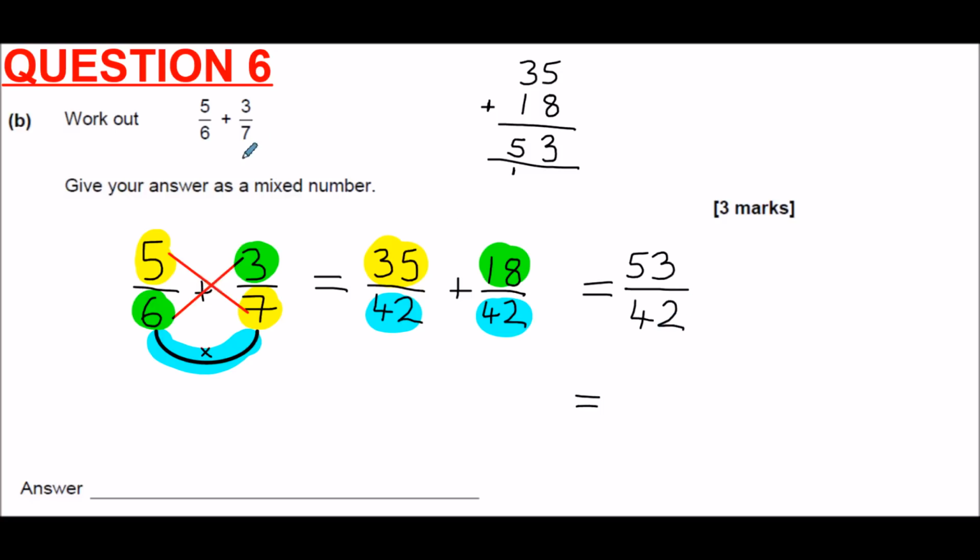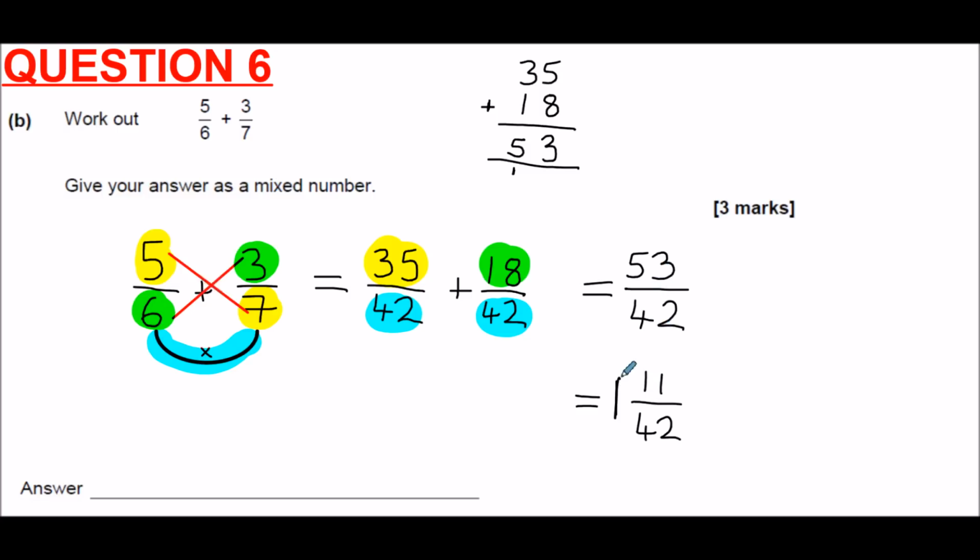And then because the question asks us for a mixed number, what we need to do now is to change this back into a mixed number. So what we do now is think, how many times can we fit 42 into 53? And the answer is 1. And then what would the remainder be? 53 take away 42 would give us 11. So 42 into 53 goes once, remainder 11.